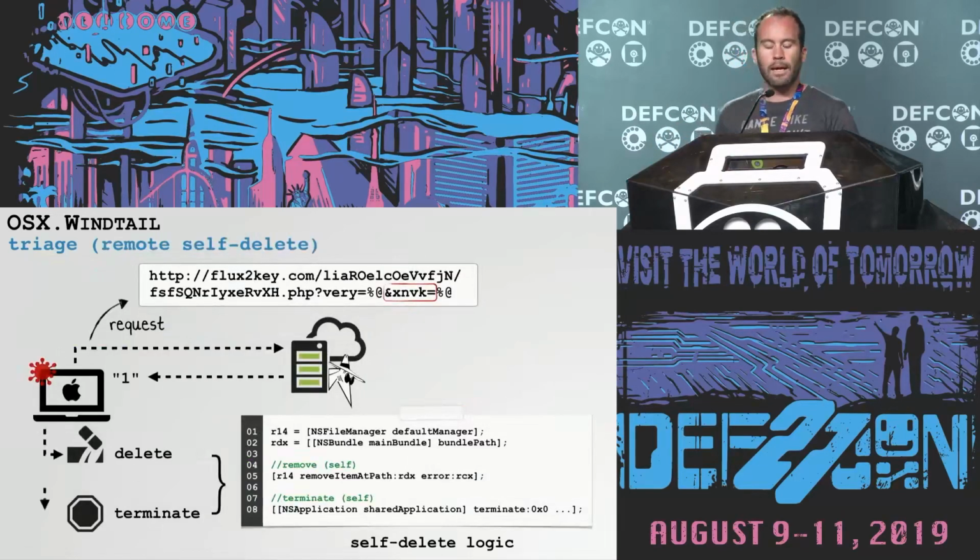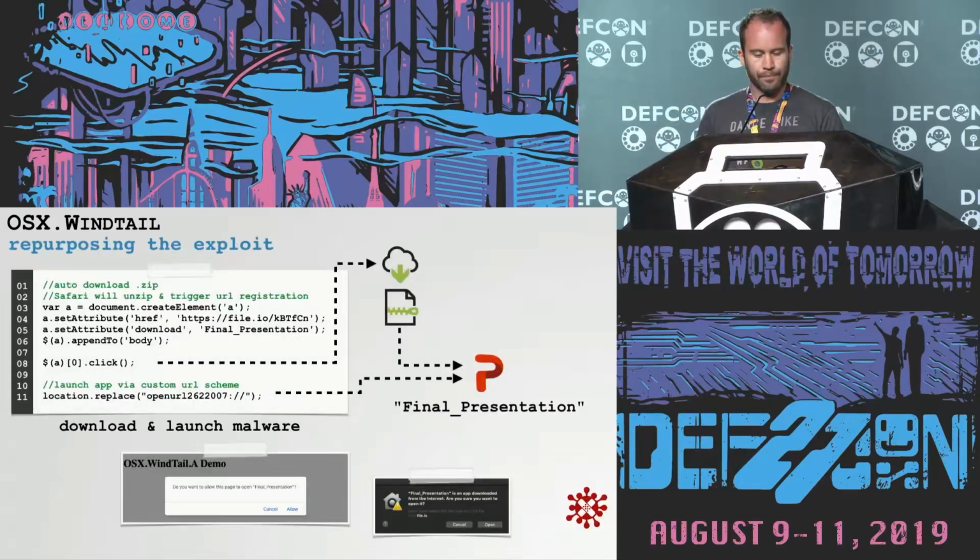Finally, the backdoor can be remotely uninstalled via self-delete logic. So every time the malware starts up, it connects to the attacker's command and control infrastructure and basically says, "Should I delete myself?" If the command and control server responds back with a 1, the malware will first delete, uninstall itself, and then terminate. It's kind of a neat capability that allows an attacker to remotely disinfect targets.